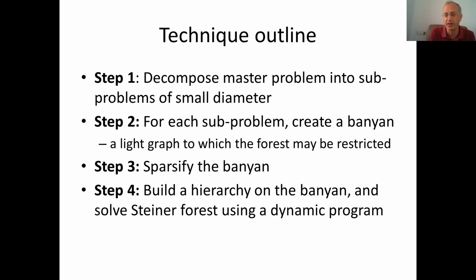Now, for each subproblem, we create a banyan, and this is really the key to our approach. A banyan is a light graph to which the forest may be restricted, but it gives you a lot of information. You have a graph in front of you, and the forest has to be restricted to that graph, and without loss of generality, you can do this without losing too much in the approximation factor.